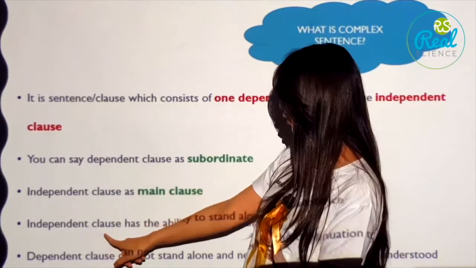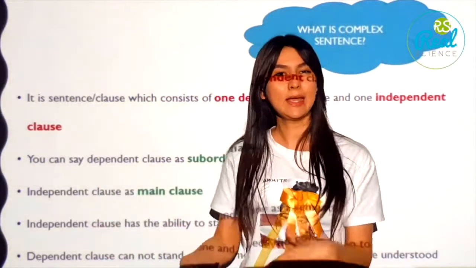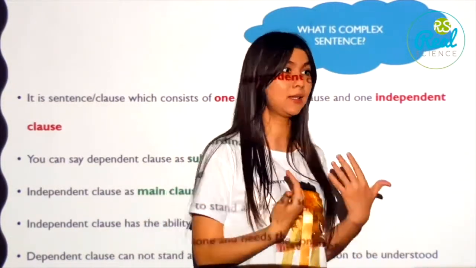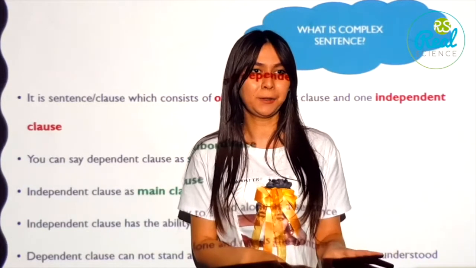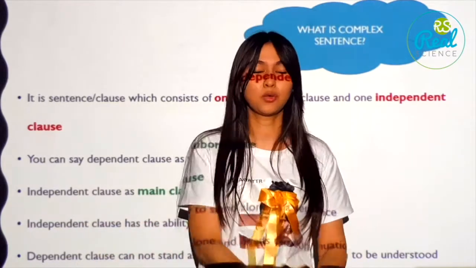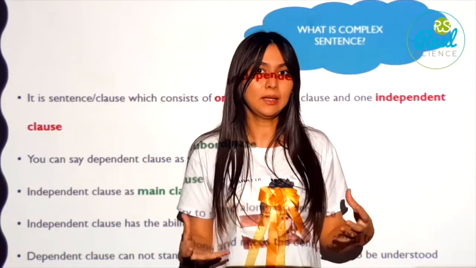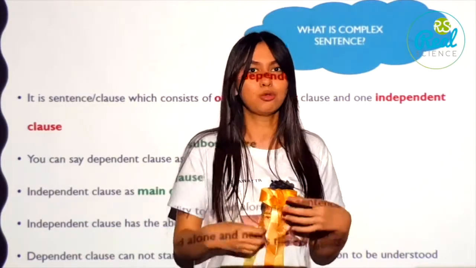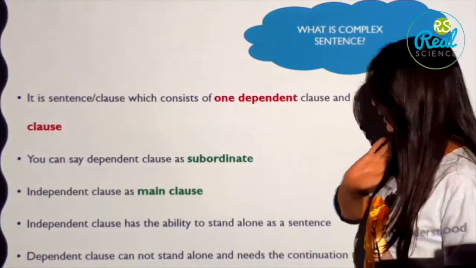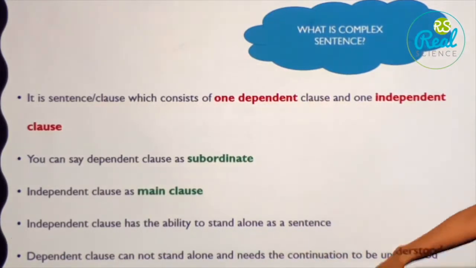Okay, next one. An independent clause has the ability to stand alone as a sentence. As from its name, independent clause. Why is it independent? Because it can stand alone. It doesn't need any explanations, other sentences or words. The sentence itself is independent, and it doesn't need anything in order to be explained, in order to be understood.